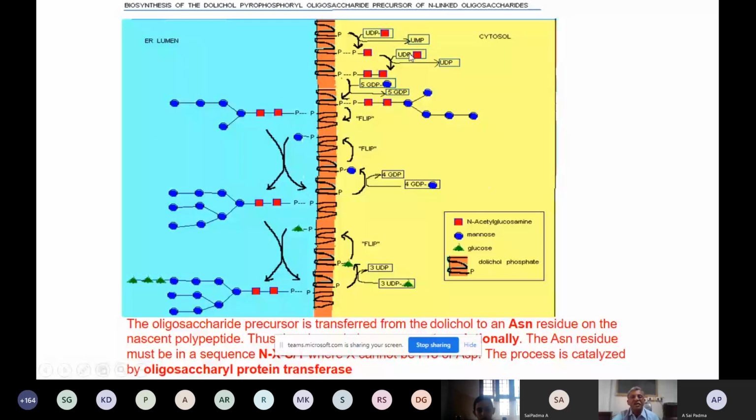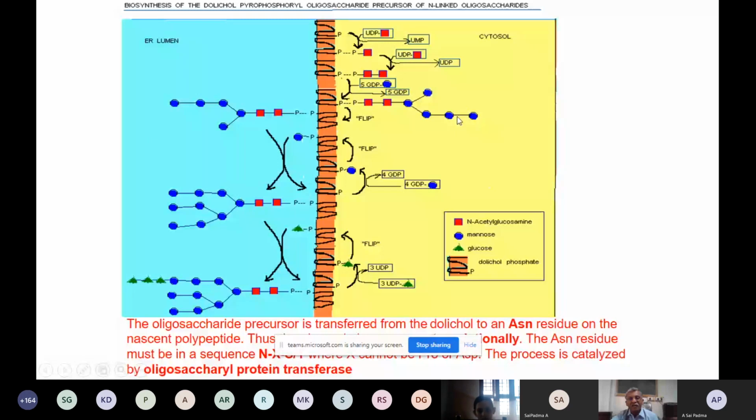You get 2 N-acetyl glucosamines. After this is generated, in a sequence of 5 reactions, 5 mannose residues, each from 1 GDP mannose, are added sequentially to generate a specific linkage, and you get 5 mannose residues which are linked to the 2 N-acetyl glucosamine, which is anchored to the dolichol pyrophosphate.